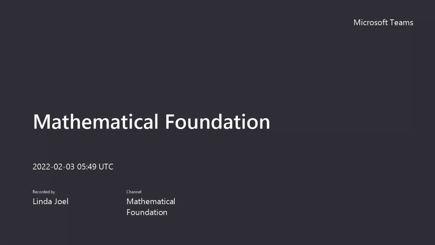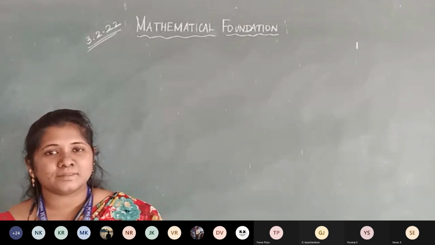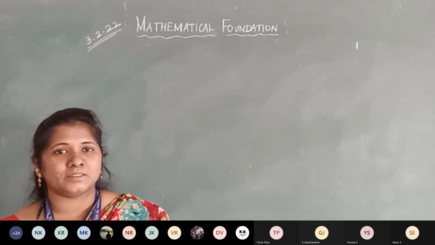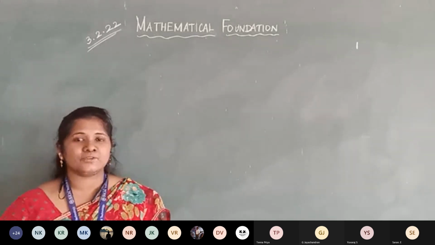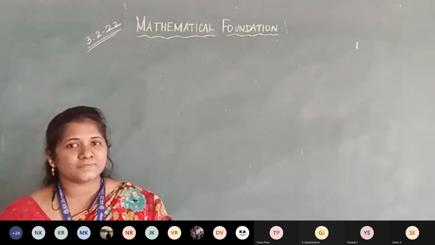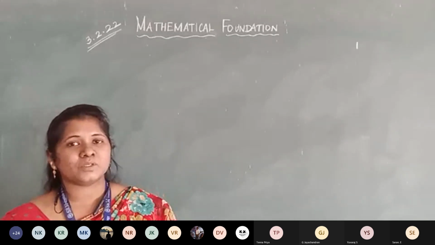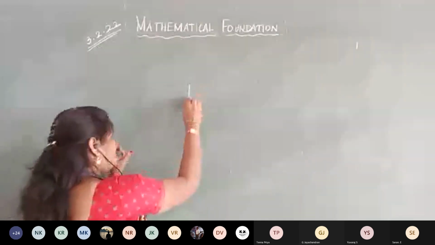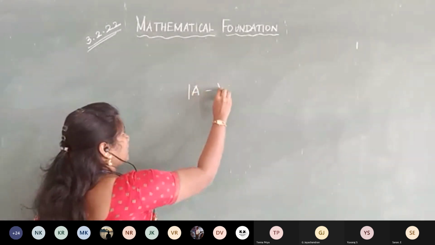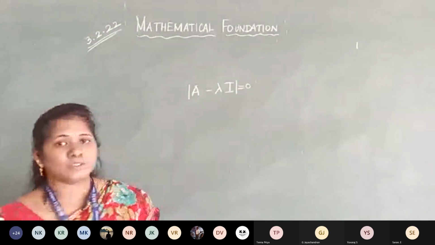We had started with matrices, then we went to types of matrices, and then we went into the Cayley-Hamilton theorem. The Cayley-Hamilton theorem statement, everyone knows it, isn't it? Every square matrix satisfies its own characteristic equation. The general format of the characteristic equation is the modulus of A minus lambda I. This is the general formula to find the characteristic equation.